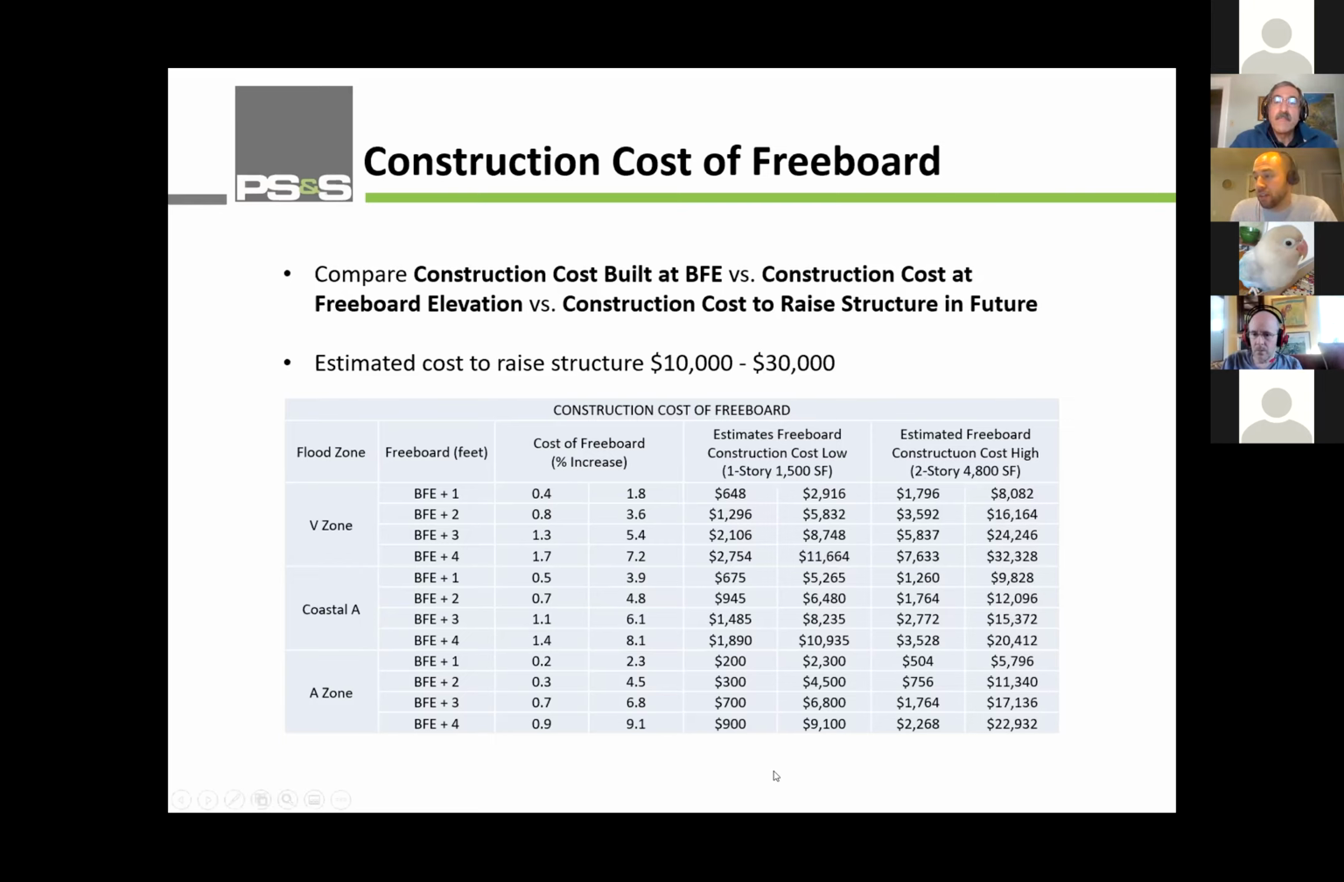Now, if you look at this range here for the 1-story, 1,500 square foot, there were only 2 that even fell into that lower range of cost to rise of 10,000 square feet.